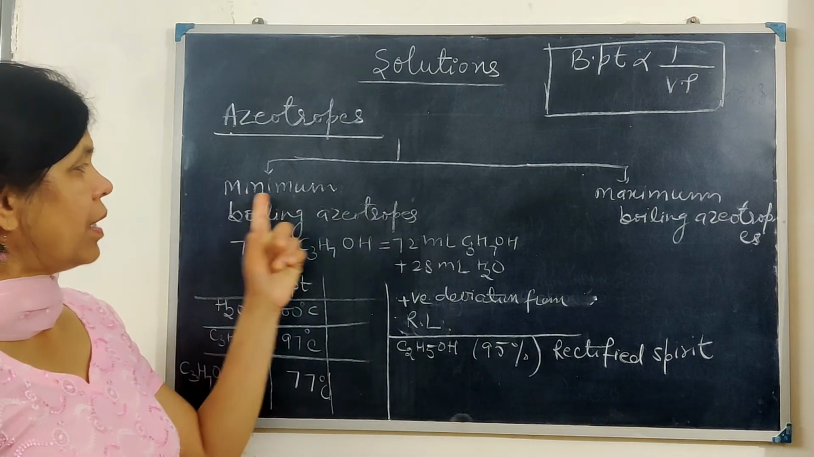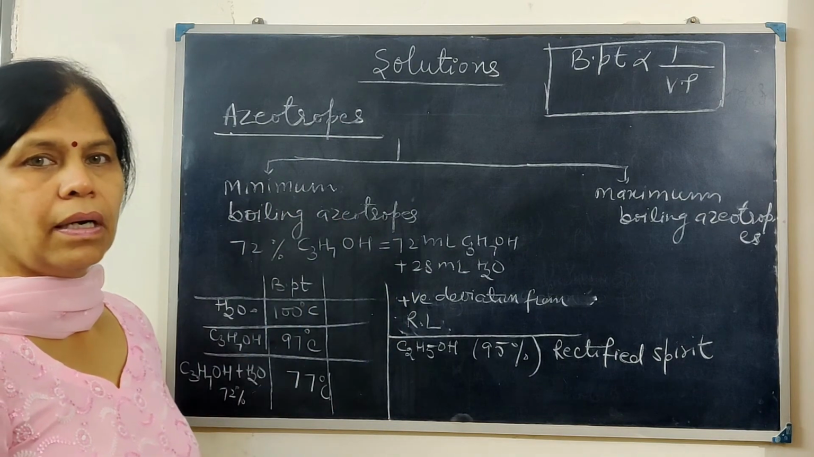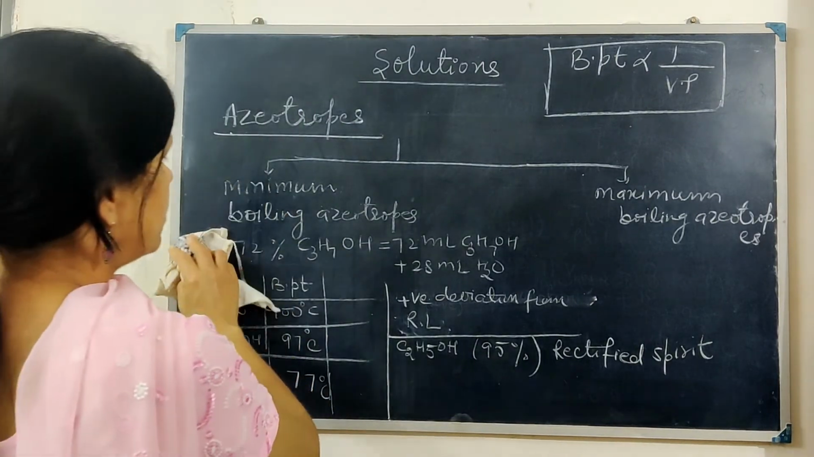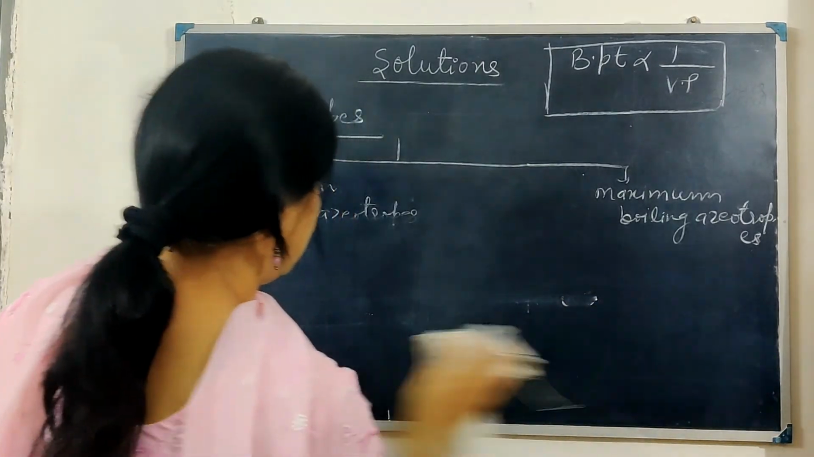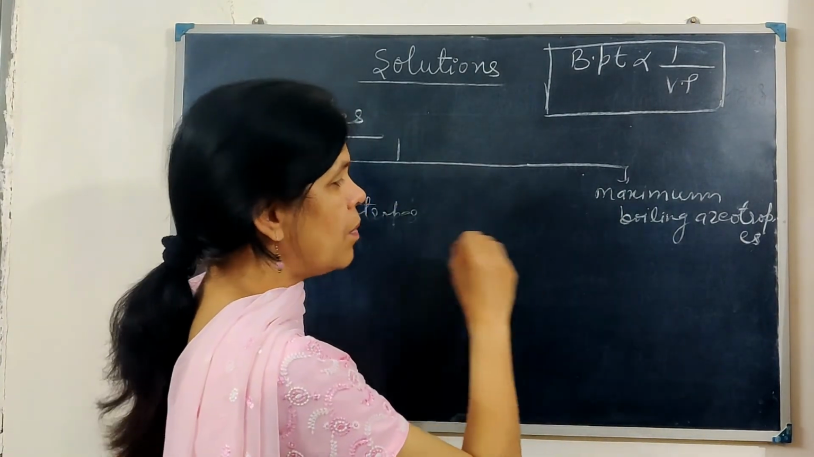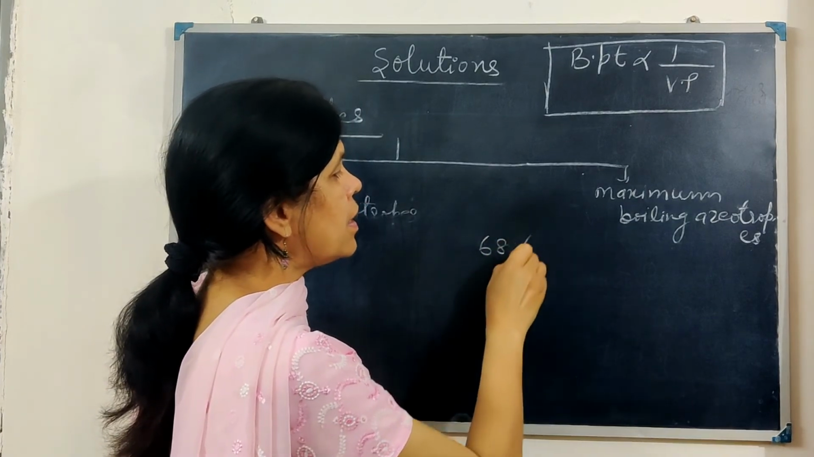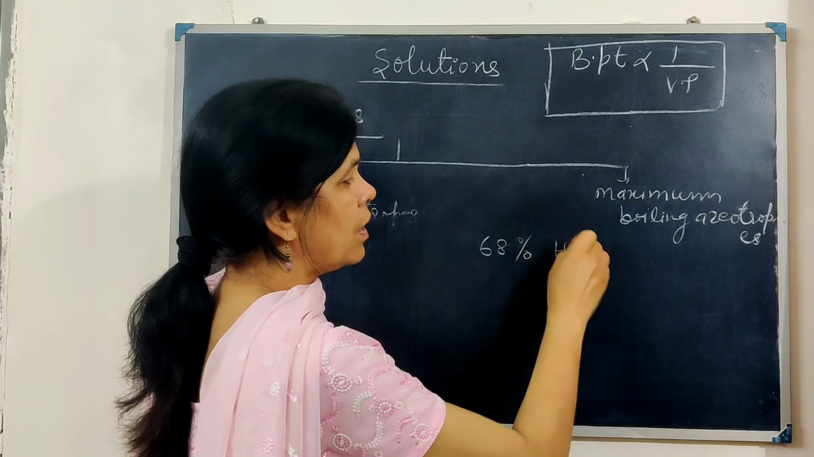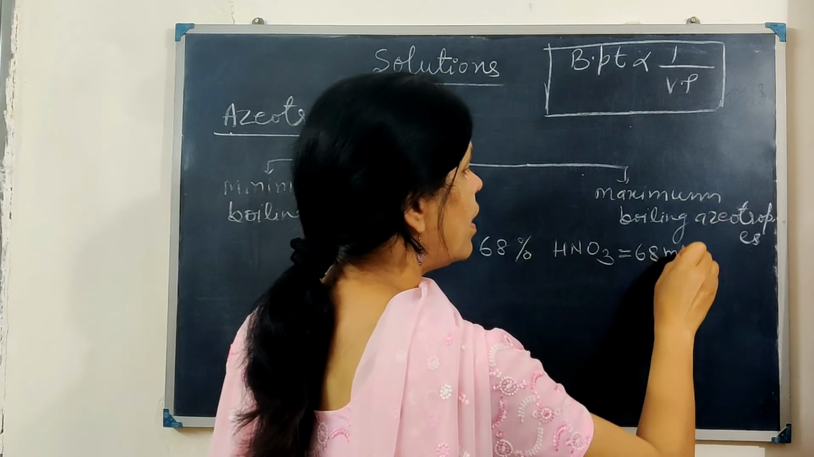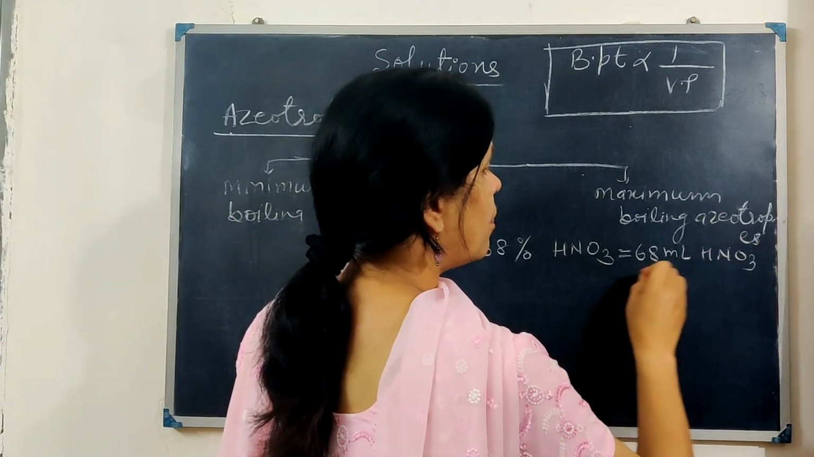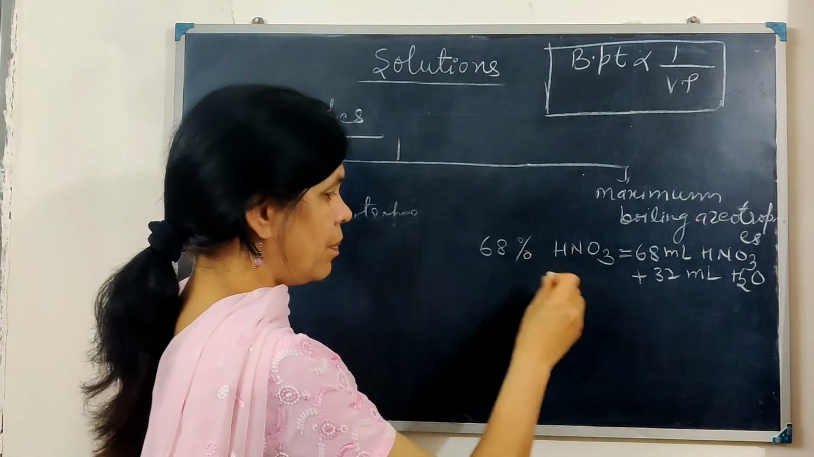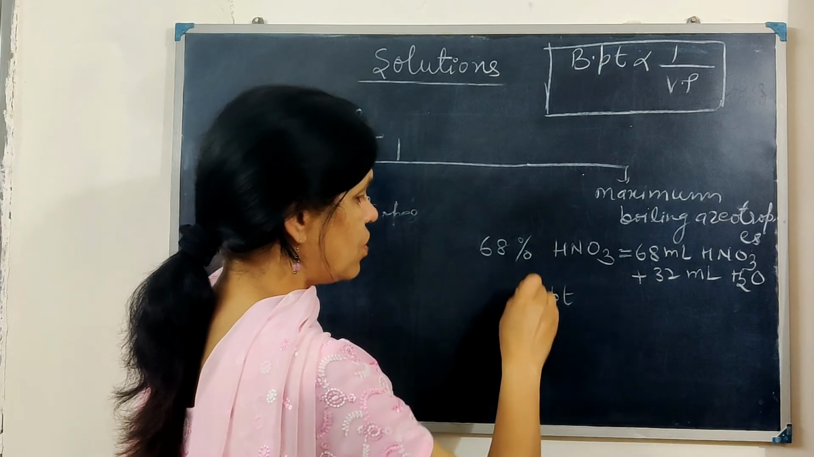So I think you are clear with minimum boiling azeotrope. Let's move on to maximum boiling azeotrope. I'll take an example in order to explain it, and it is 68% HNO3. What does it mean? It means 68 ml of nitric acid plus 32 ml of water. Let's see what their boiling temperatures are. I'll write down the boiling temperature here.